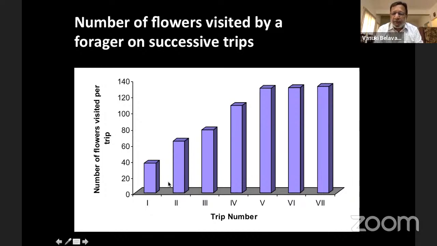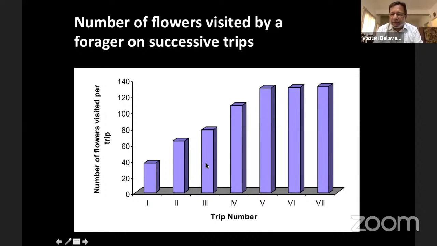And then in the second visit, these are all done with individually marked bees, which we could actually recognize in the field as having come for the second trip or the third trip or the fourth trip and all that. A bee makes, on an average, about 5 to 7 trips, and after about the third trip, the number of flowers the bee has to visit per trip increases to about 100 to 120 flowers.